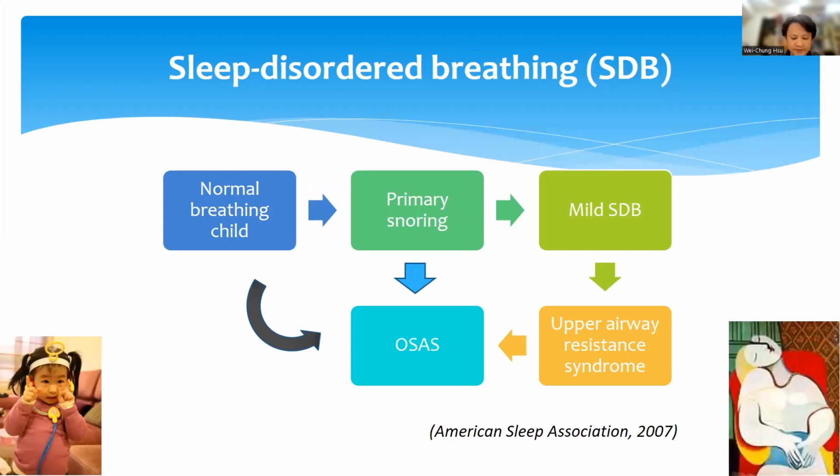Sleep disordered breathing includes a spectrum of upper airway disorders in children, from normal breathing to primary snoring, mild sleep disordered breathing, then upper airway resistance syndrome, and obstructive sleep apnea syndrome.